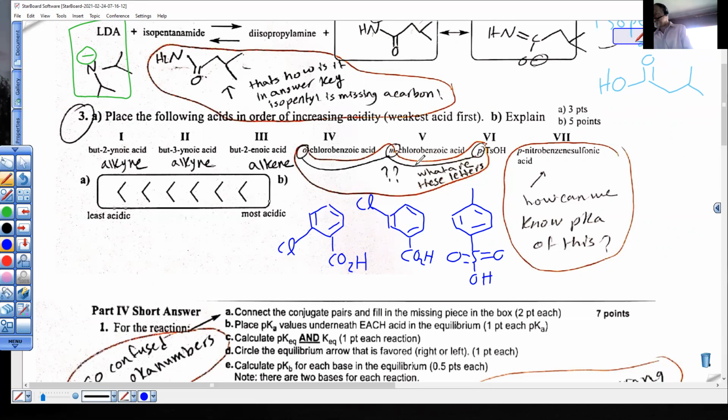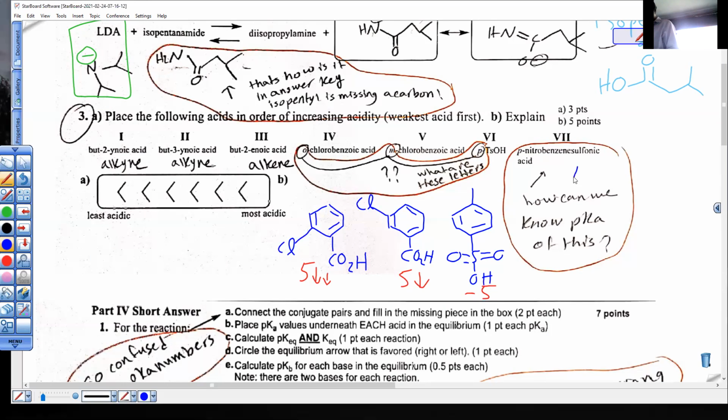Ortho-chlorobenzoic acid, meta-chlorobenzoic acid, and para-toluene sulfonic acid. That's definitely a -5 pKa. This is a 5, but lower with an inductive effect. 5, but maybe a hair lower than the previous one with an inductive effect. And para-nitrobenzene sulfonic acid.